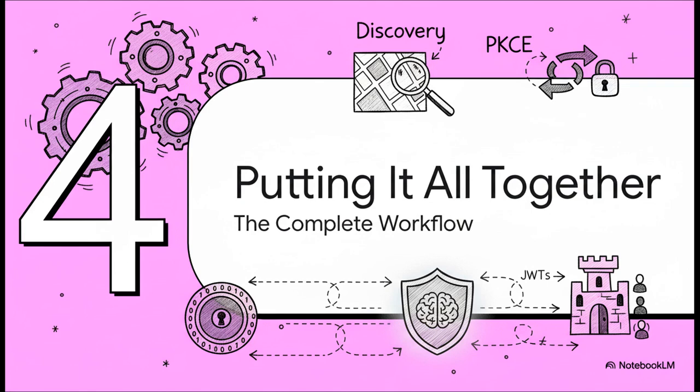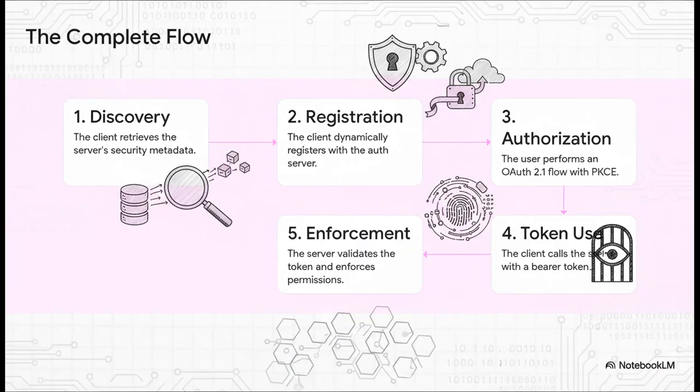So, wow, we've covered a lot of ground, haven't we? Let's just take a step back and see how all these different pieces, discovery, PKCE, JWTs, and RBAC, all fit together to form one single, cohesive, and secure system. And here it is, the whole dance from start to finish. It all starts with discovery, where the client learns the rules of the road. It might then dynamically register itself. Then you, the user, authorize the app using that secure PKCE flow to get a token. The client uses that JWT to make a request, and finally, the server validates the token and enforces the permissions.